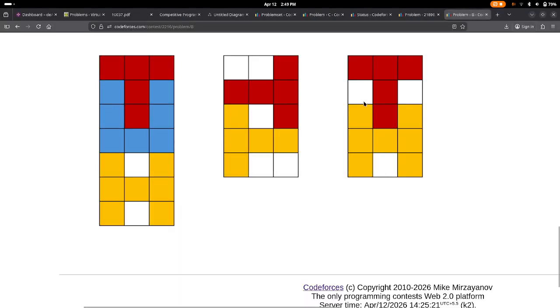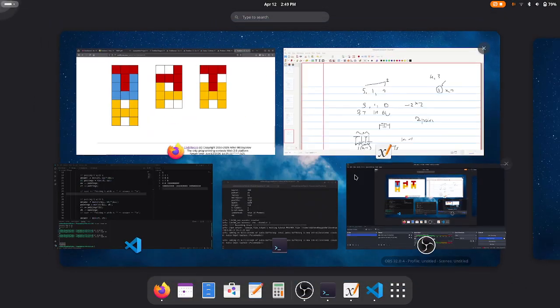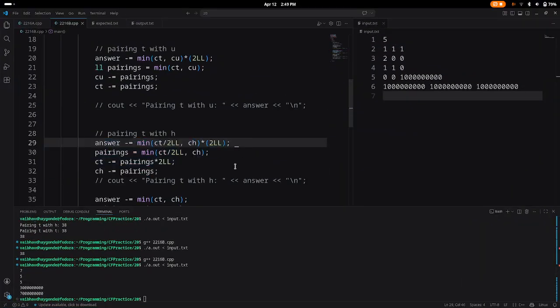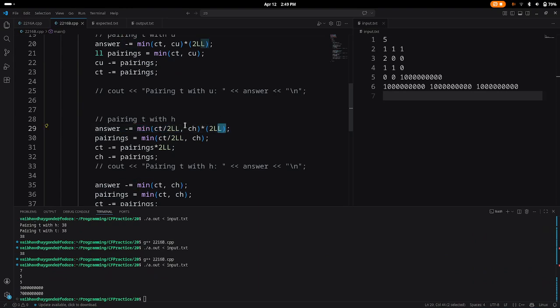as I tried to explain using this figure. I guess the order of combination of multiple T's and two T's with a single H doesn't matter, but I decided to go with this approach. So I'm combining two T's with a single H. As you can see, answer minus minimum of CT by 2 comma CH. Now why by 2? Because in a single combination there are two T's. So CT by 2 comma CH, into 1.